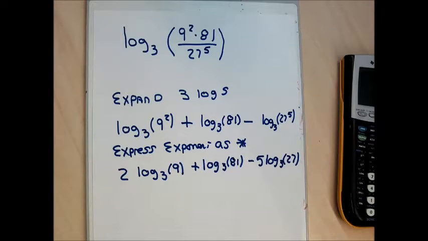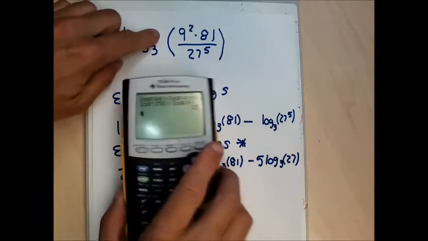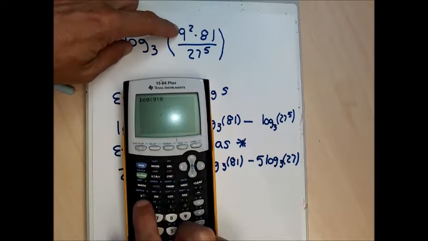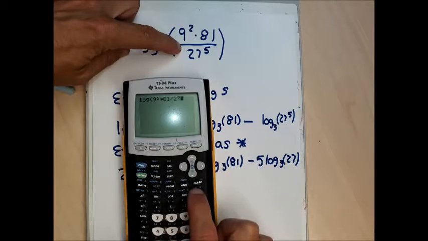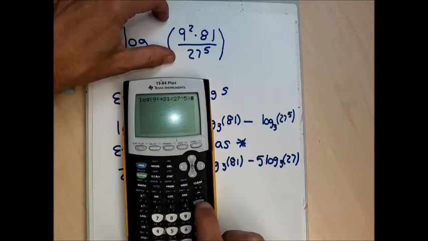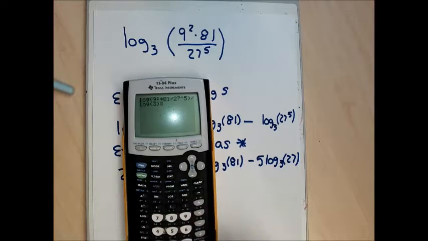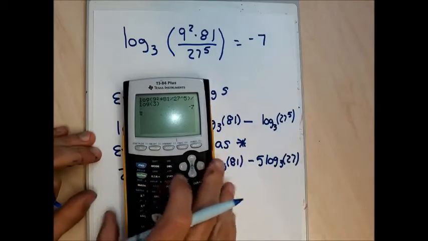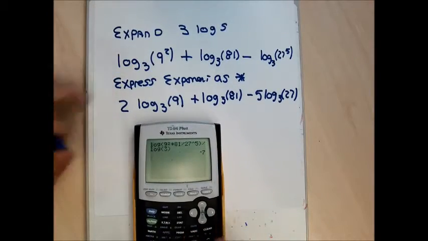Let me do them both on my calculator to show you that they're equal. This one should be the easier one. For this one, I'd go log of 9 squared times 81 divided by 27 to the 5th, divided by the log of 3. This whole logarithm comes out to be minus 7. The expansion of this also has to equal minus 7.